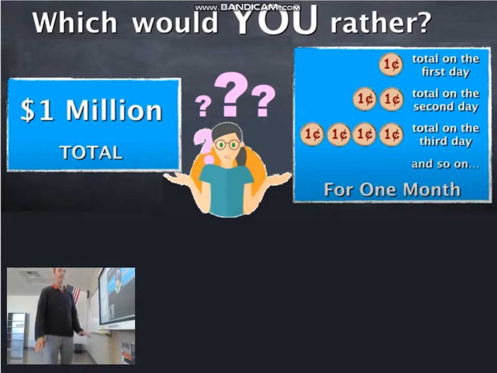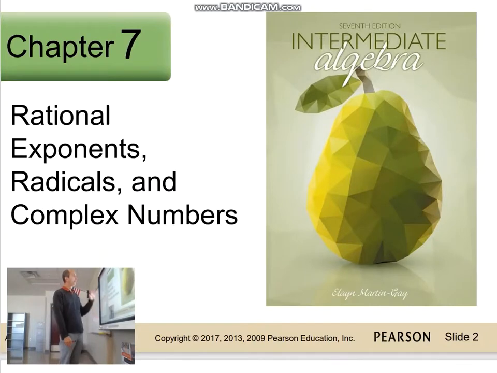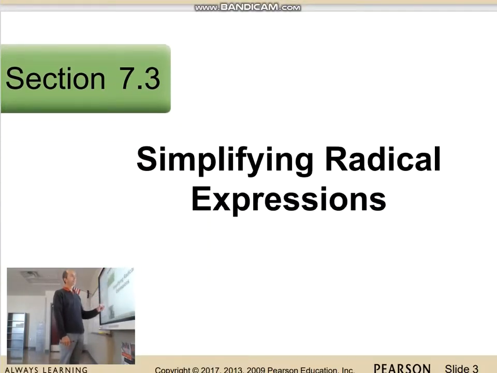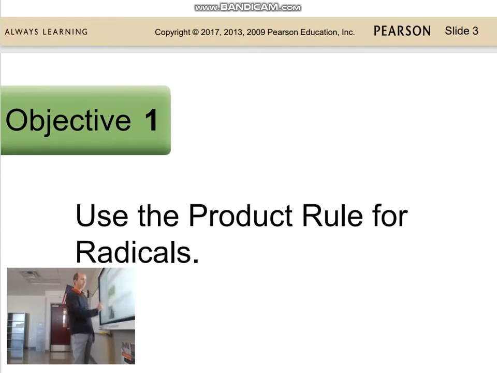Think about it. Maybe it's an easy answer, maybe it's a tricky question, I don't know. Later, at the end of the lesson, we're going to go back to this challenge, because today we will work on chapter 7, rational exponents, radicals and complex numbers. Section 7.3, simplifying radical expressions.